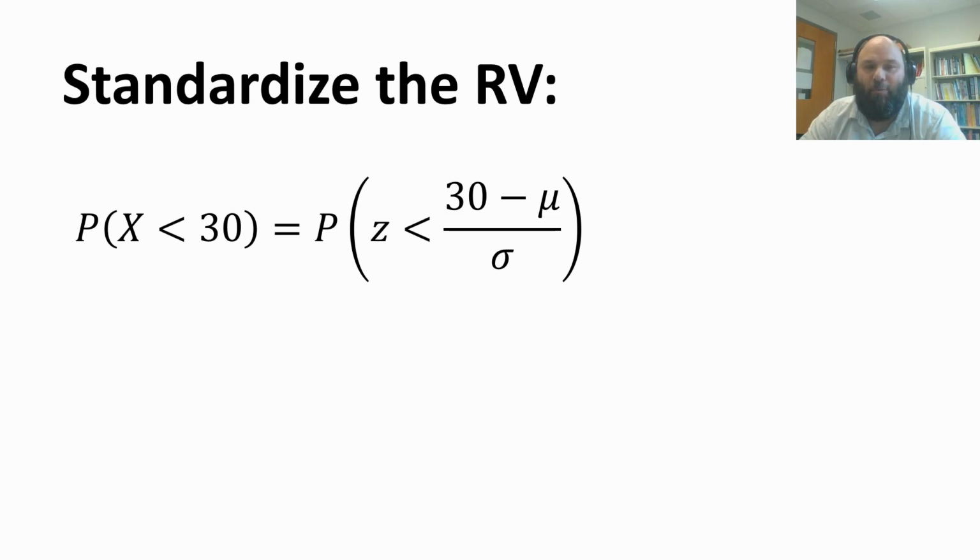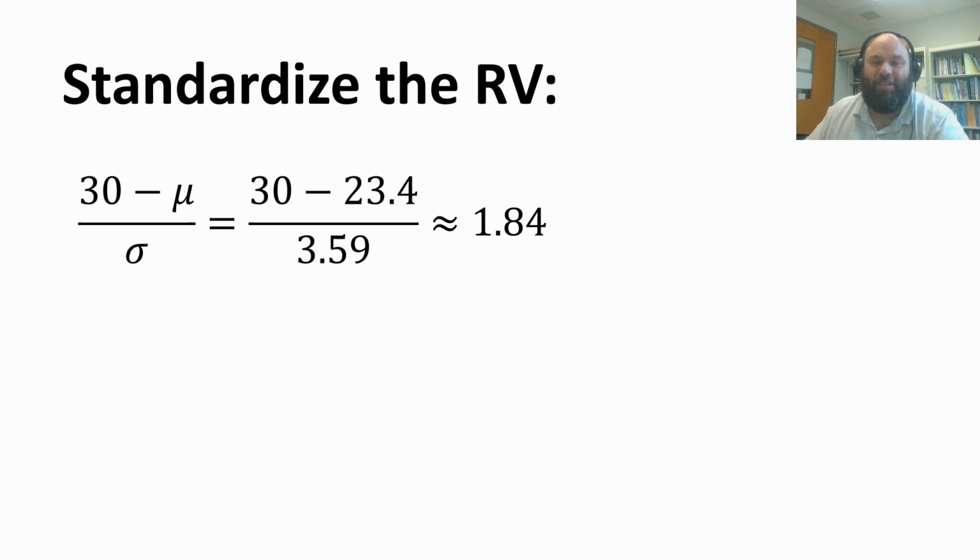This measures how many standard deviations away from the expected value the number 30, which we are interested in, falls. This is called standardizing the random variable. Using our figures from this example, we subtract the expected value, 23.4, from 30, divide by 3.59, and we get approximately 1.84. Most of the tables don't go beyond 2 decimals, so 2 decimal places suffice.